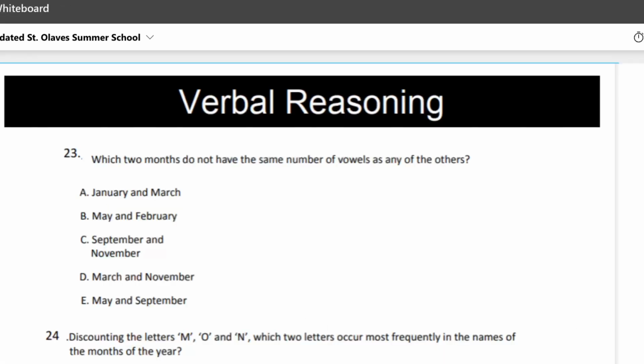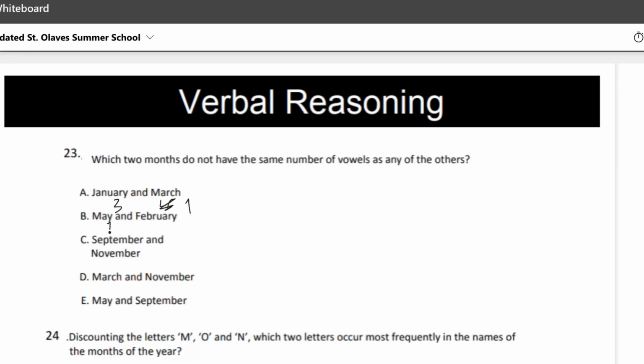VR section, let's try and find the amount of vowels in each word. We have 1, 2, 3. We have 1 over here. Then we have 1 and 1, 2, 3. September is 3 and 3. We have 1 and 3. And then we also have 1 and 3. We can see that which two months do not have the same number of vowels as any of the others. We can see that in total there are 4 apart from September and November, where there are 6 in total, 3 and 3.